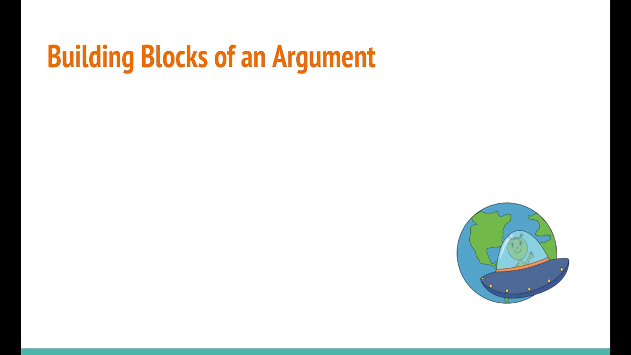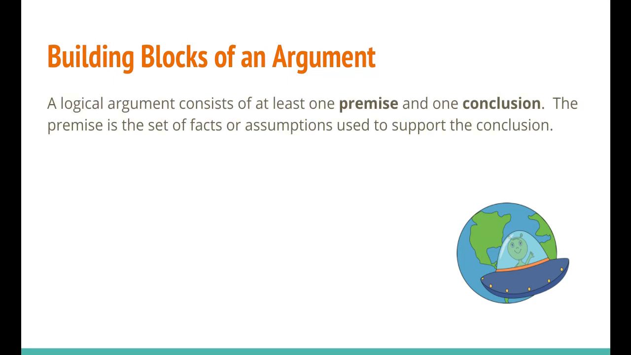Building blocks of an argument. So let's take a second look at these building blocks. The logical argument consists of at least one premise. The premises are the facts and assumptions that are used to support the conclusion, so the summary at the end.